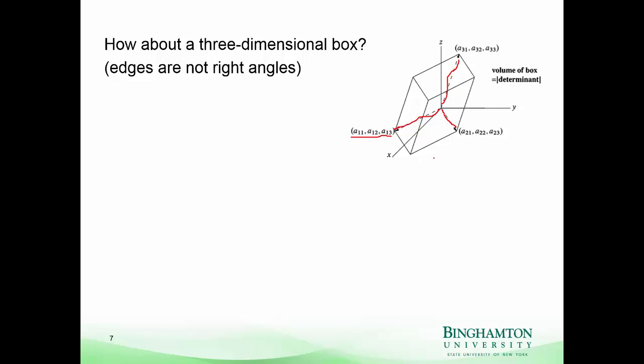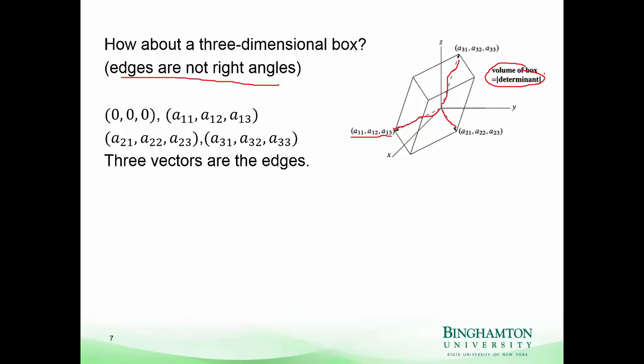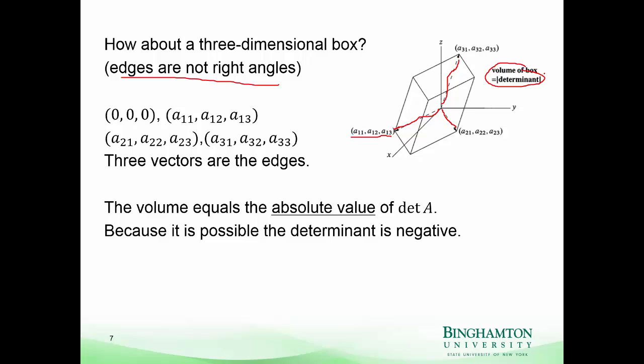And it turns out that if you want to know the volume of that box, and let me say that the edges are not necessarily at right angles, so it's not necessarily a nice square or rectangular box, the volume of this box can be found by the determinant of this matrix. So those 3 vectors are the edges, and we may have to take the absolute value of the determinant to get the volume, because if we get a negative value for the determinant, obviously volume can't be negative, so we have to take the absolute value of that.